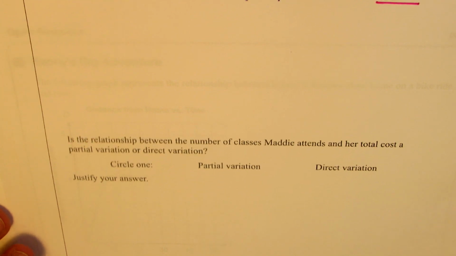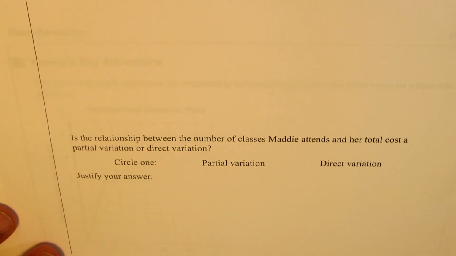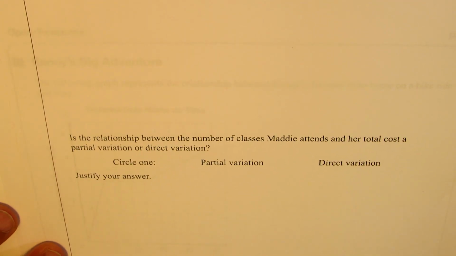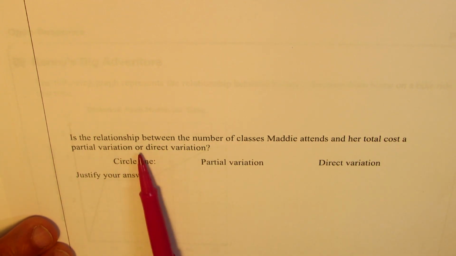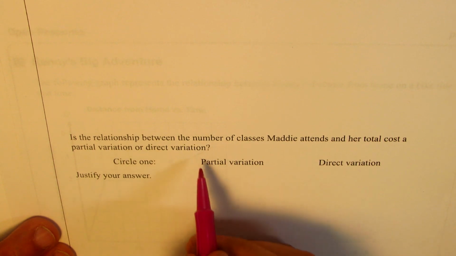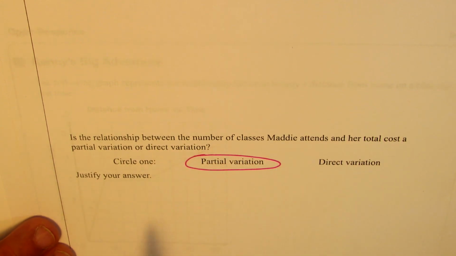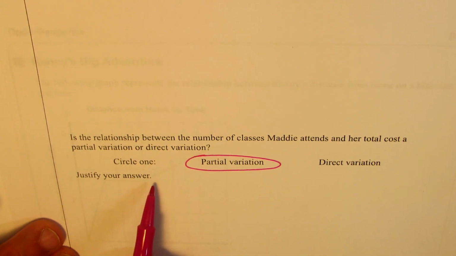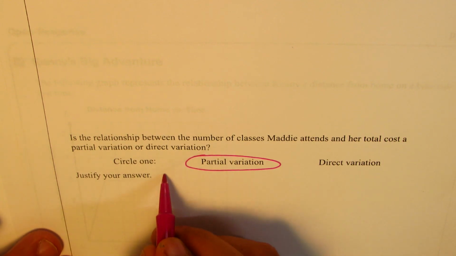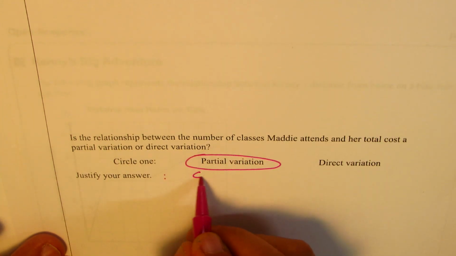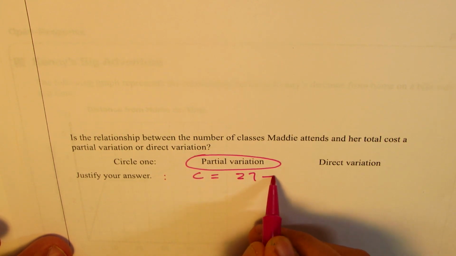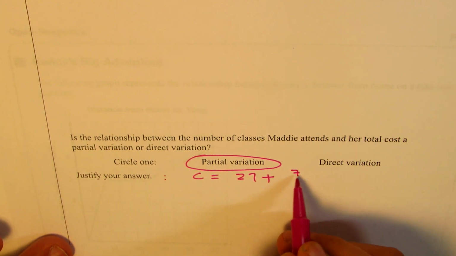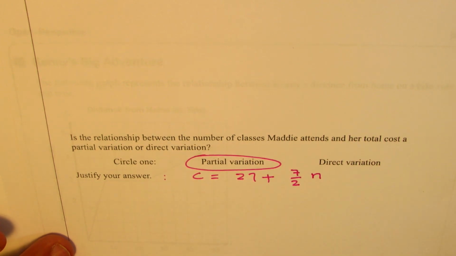Perfect. Now, we have more to it, and that is the relation between the number of classes attended and her total cost, a partial variation or direct variation? So it is definitely a partial variation, right? Justify your answer. We know that the cost C is basically equal to $25 plus 7 over 2 of the number of classes.